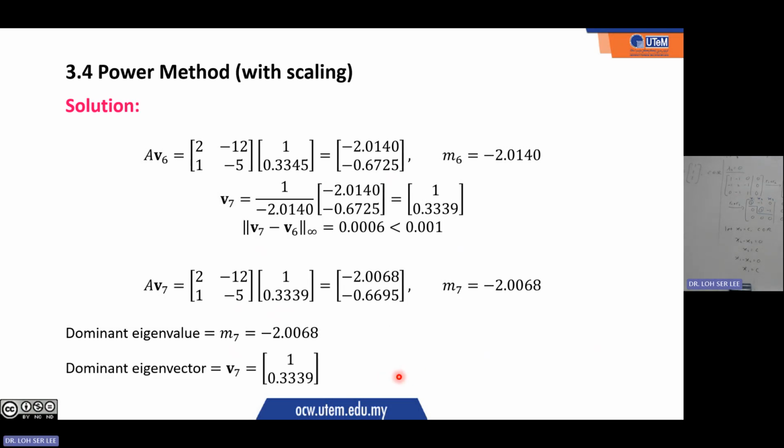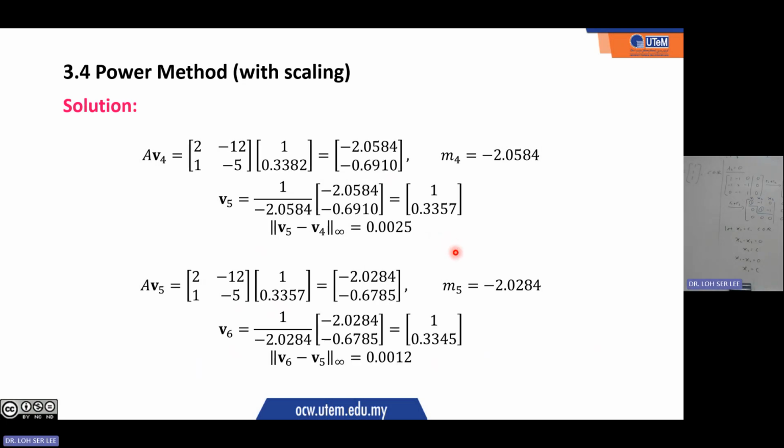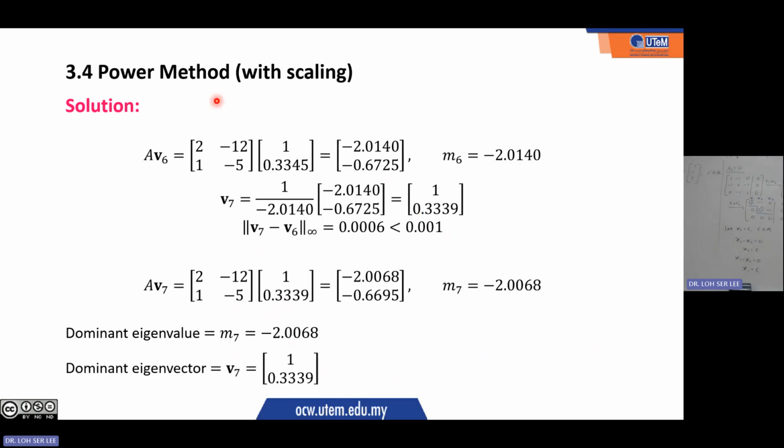Sorry, 0.001. The given epsilon is 0.001. So this is still greater than the epsilon. So we need to compute one more iteration. Check again for the error. This is less than the epsilon. Then V7 will be your dominant eigenvector. So your dominant eigenvalue will be M7. You haven't got your M7, that's why you need to compute AV7 to obtain M7, the dominant eigenvalue.